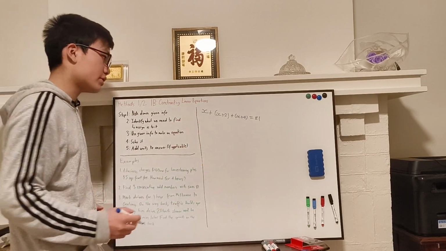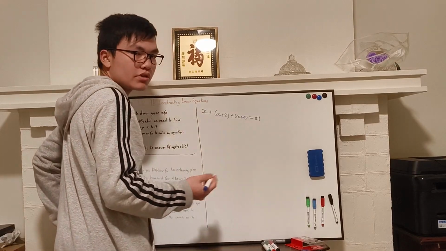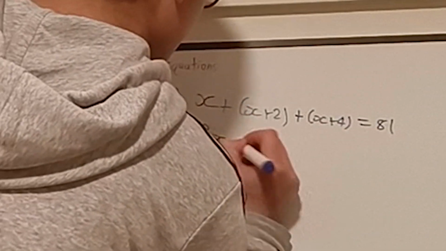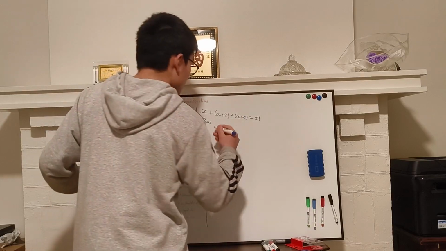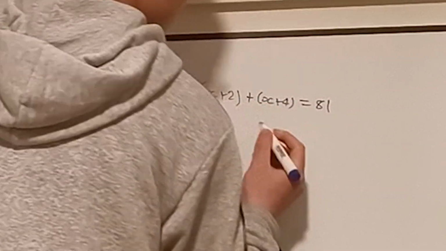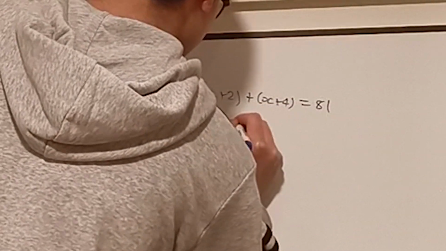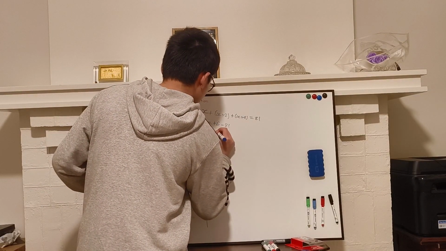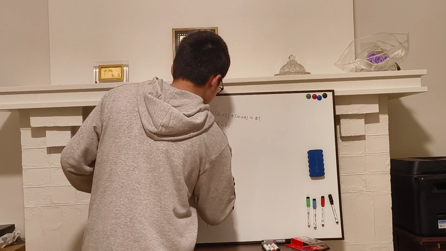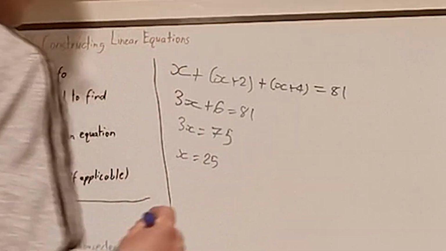We just solve it. So we collect like terms, so 3x, and then 2 plus 4, so that's the like terms on the left of the equation, so plus 6, and that equals 81. And then we just solve it. So 3x equals 75, and then x equals 25.